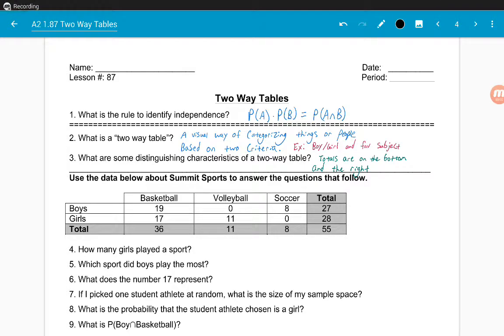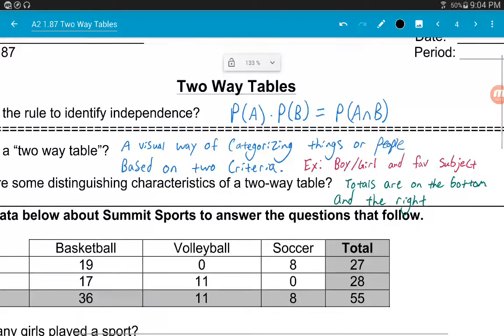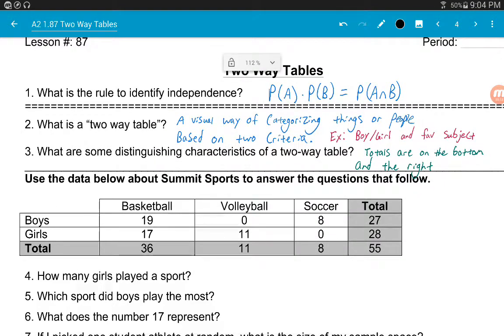Okay, here's a quick recap of Lesson 87, two-way tables. Now we started off with the rule to identify independence, and that's the probability of A times the probability of B is equal to the probability of A and B. A two-way table is a visual way of categorizing things or people based on two criteria. For example, I could categorize you both based on your gender and also your favorite subject.